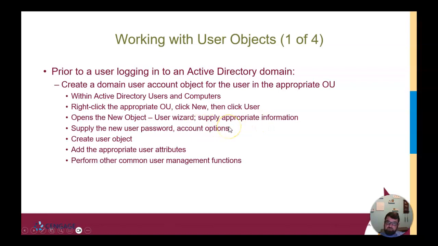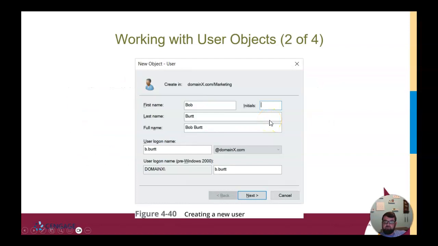When you hit next, you give a new password, confirm it, and set any of the account options, like reset password, that type of thing. Then you hit finish and it creates the user object. You can then add additional attributes to the user like phone, email, that type of stuff as well. And you perform the other common user management functions, like resetting a password, in that same way. Here you can see the New User Object window.